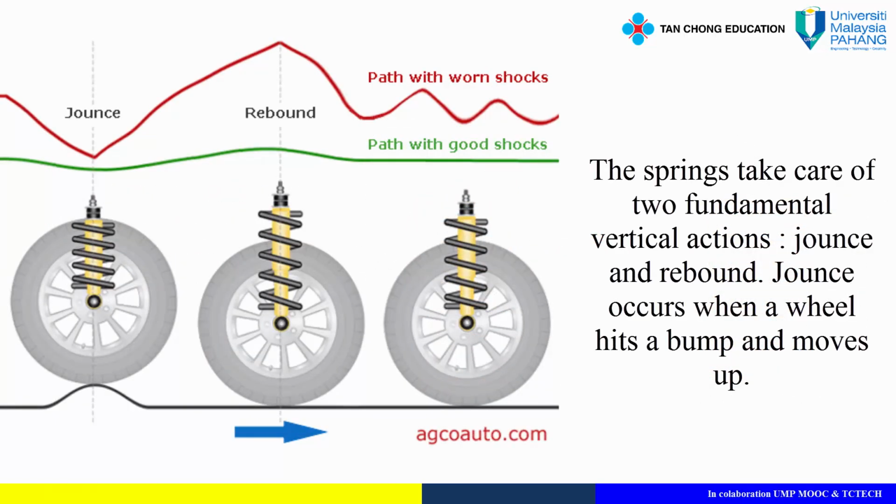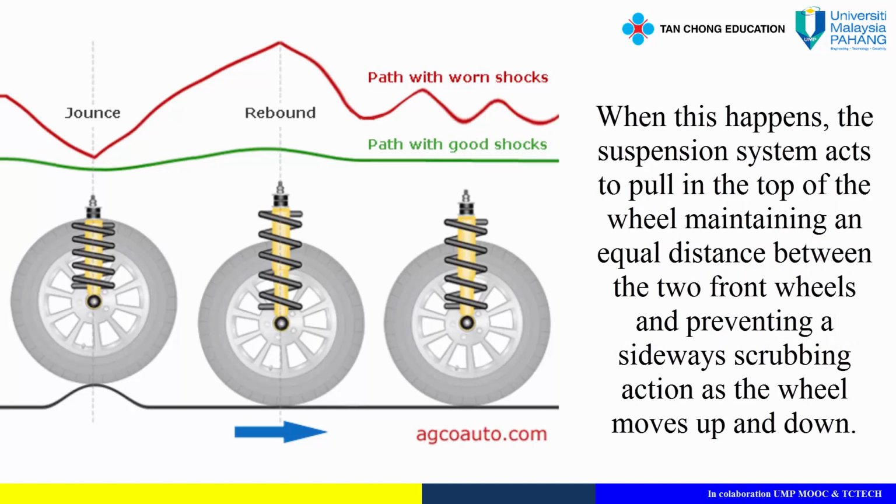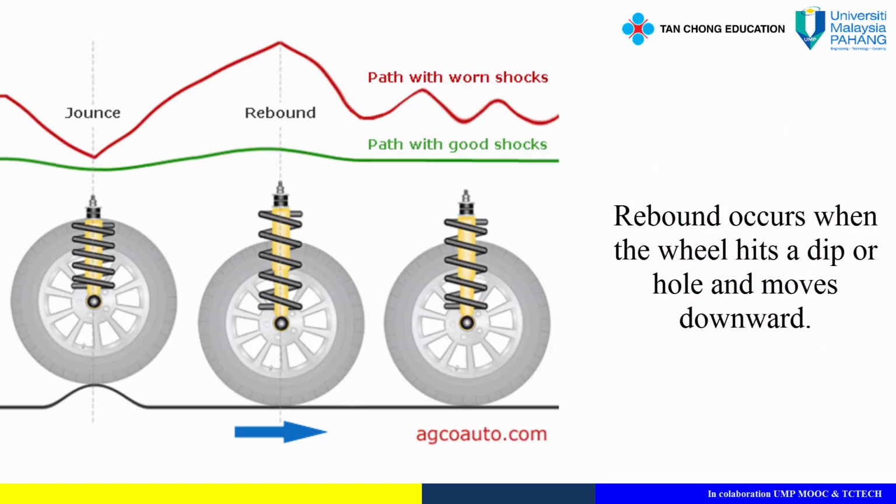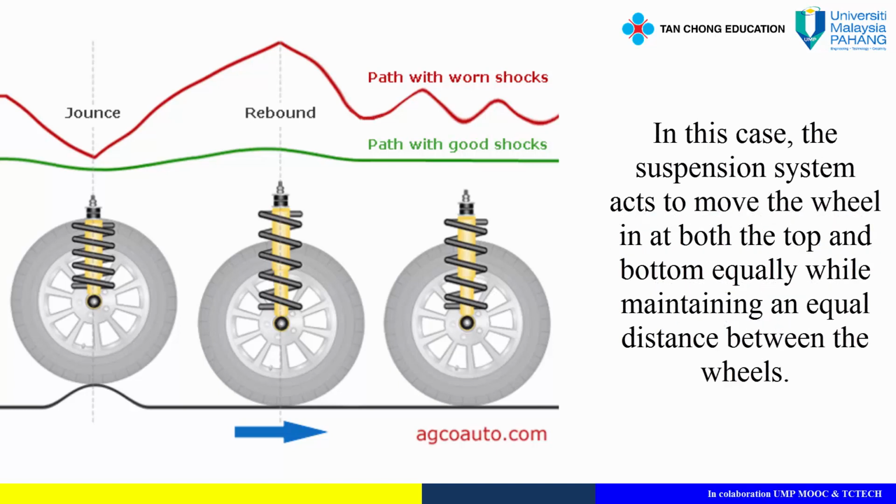The springs take care of two fundamental vertical actions: jounce and rebound. Jounce occurs when a wheel hits a bump and moves up. When this happens, the suspension system acts to pull in the top of the wheel, maintaining an equal distance between the two front wheels, and preventing a sideways scrubbing action as the wheel moves up and down. Rebound occurs when the wheel hits a dip or hole and moves downward. In this case, the suspension system acts to move the wheel in at both the top and bottom equally, while maintaining an equal distance between the wheels.